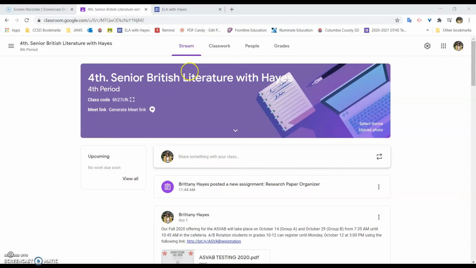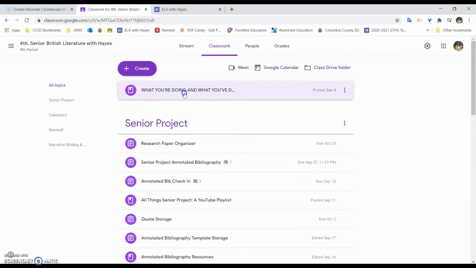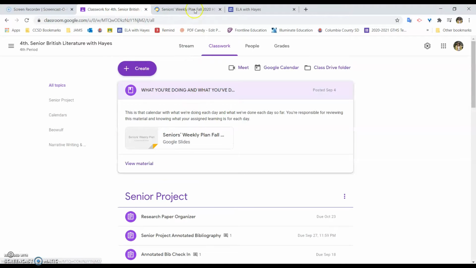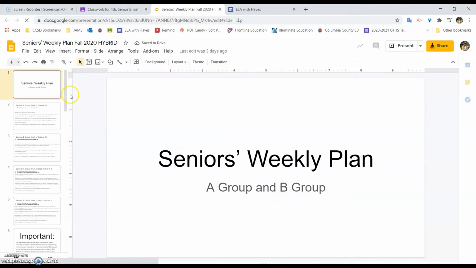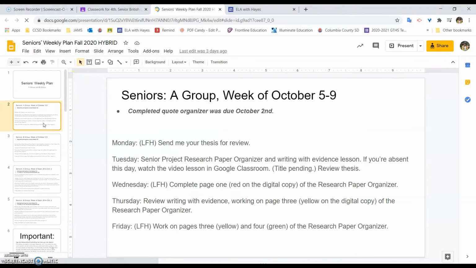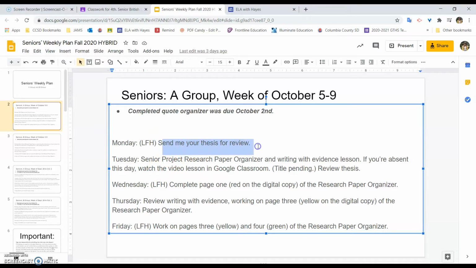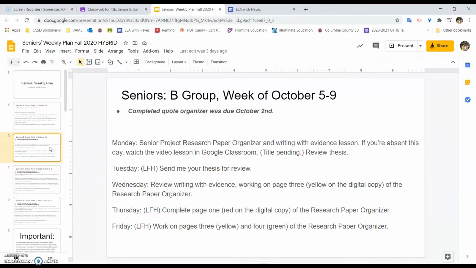We're only going to get a little bit of it done step by step, because if you look at the whole thing, that gets a little overwhelming. So let's take a moment to look here at this weekly plan you should be using. Remember, I went to classwork, and the top thing is always going to be that weekly plan. I notice that you should either be sending me your thesis on Monday or Tuesday, depending on if you are an A-day student or a B-day student.